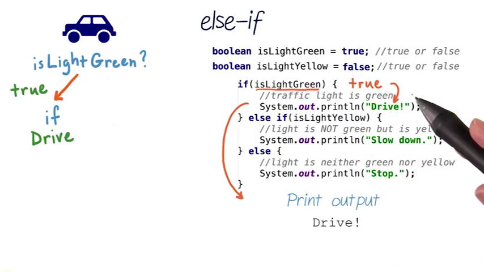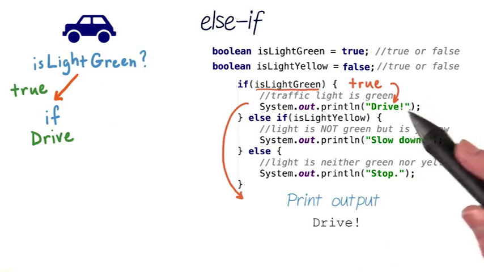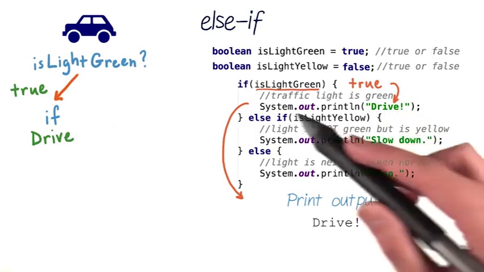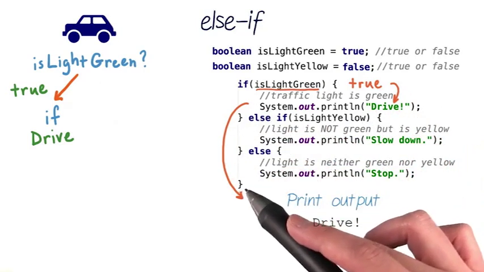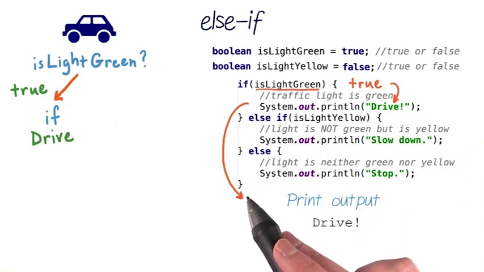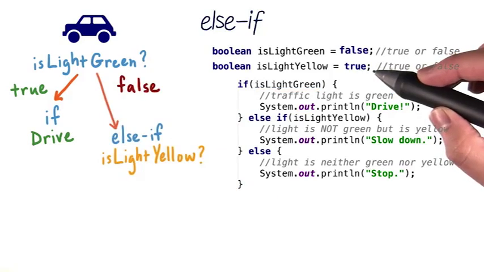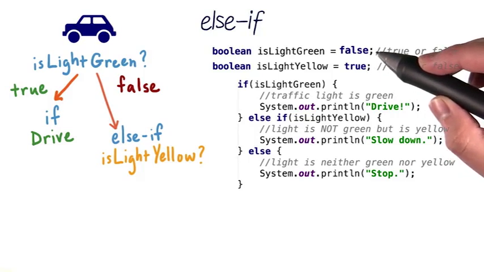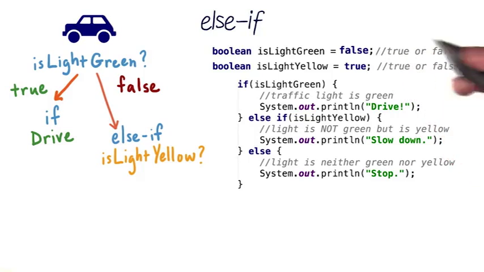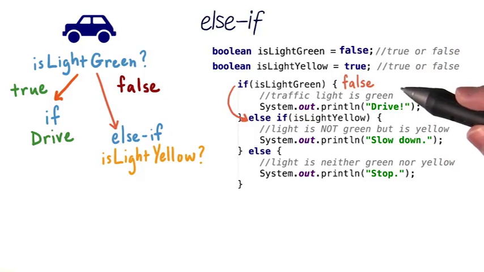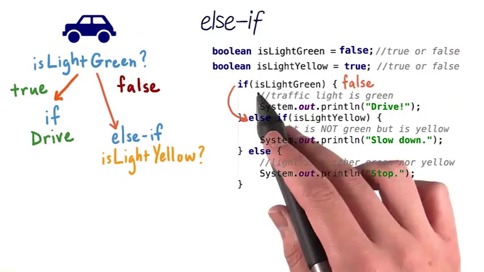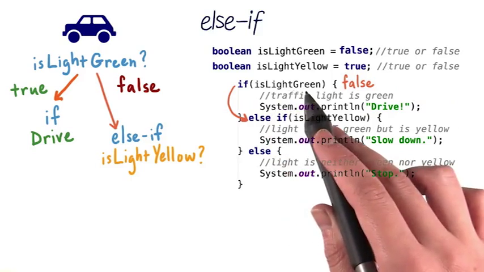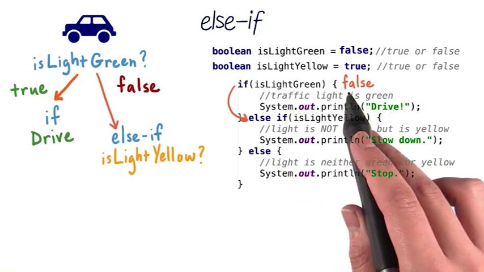And that's because once the computer executes an if block of code, like it did when it printed out drive, it will skip down to the very end curly brace of our last else or else if. And for this code, that's at the very end of our program. Now what if we switch these Boolean values, so isLightGreen is false and isLightYellow is true? The computer will start again reading code from the top and first read our if statement. It checks the test condition whether isLightGreen is true, and this time it isn't.